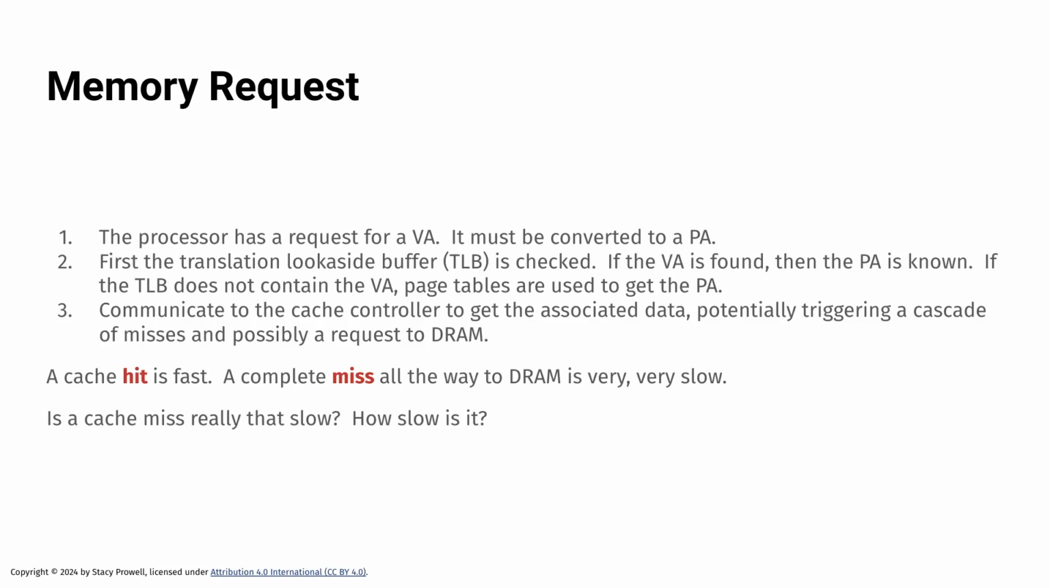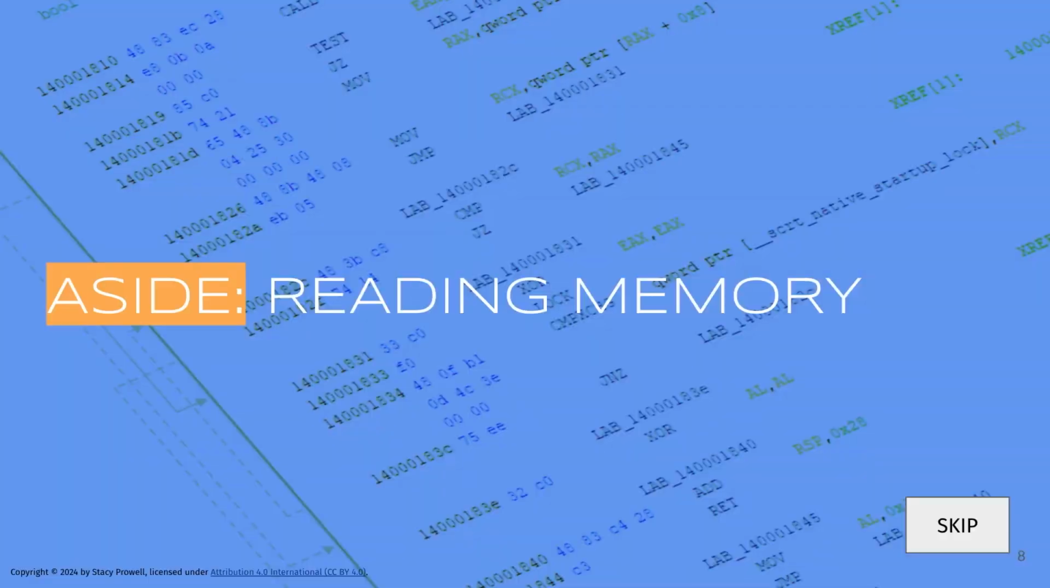Now, why is memory access problematic? Why is it slow? What's going on here? It should be simple, right? Well, let's think about what's actually in it.